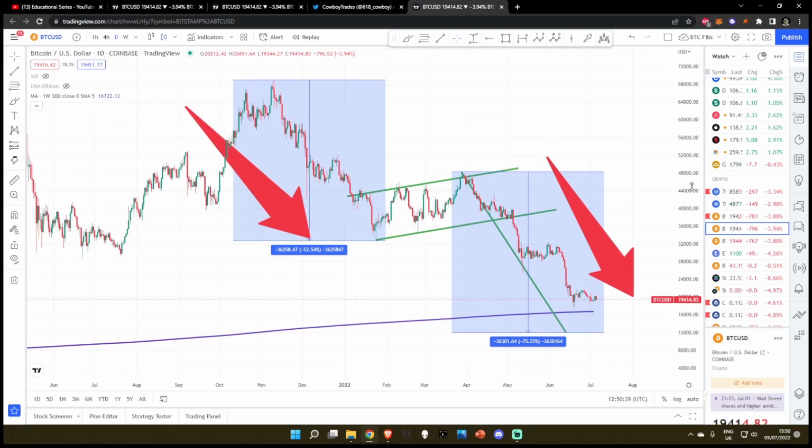Before we move over to the oscillators, I want to talk about where I think Bitcoin is going. We talked about the CME gap. That is the next level down, 18,500. The next level down from there is the 300-week moving average, currently coming in at roughly 16,700 to 16,800.